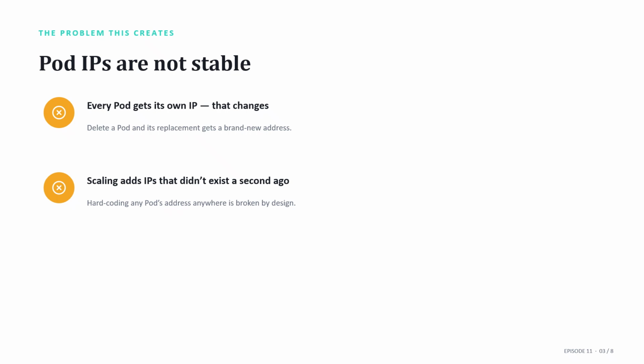Delete a pod and a deployment replaces it, exactly like episode 10 showed, and the replacement gets a brand new IP. Scale from 3 replicas to 5, and you've got 2 more IPs that didn't exist a second ago. Hard-coding a pod's IP anywhere is broken by design.